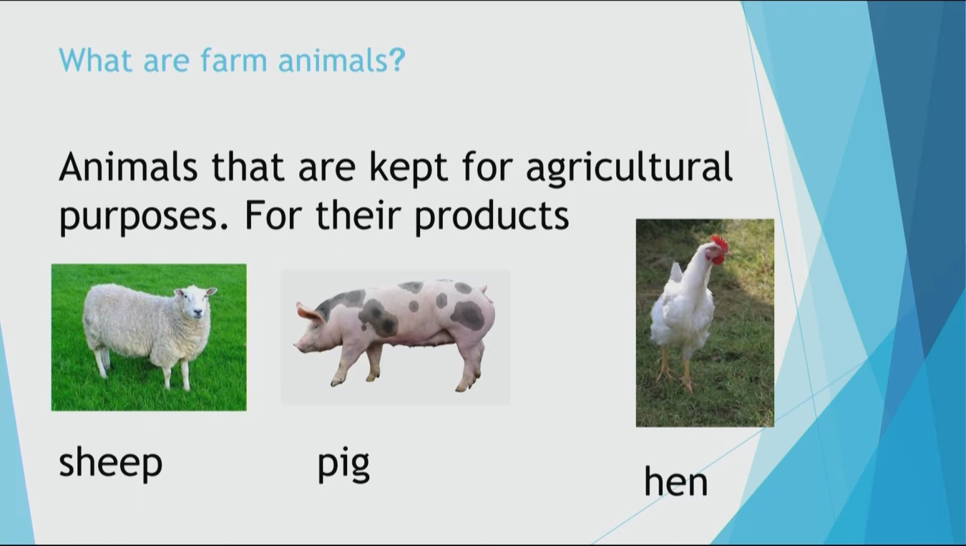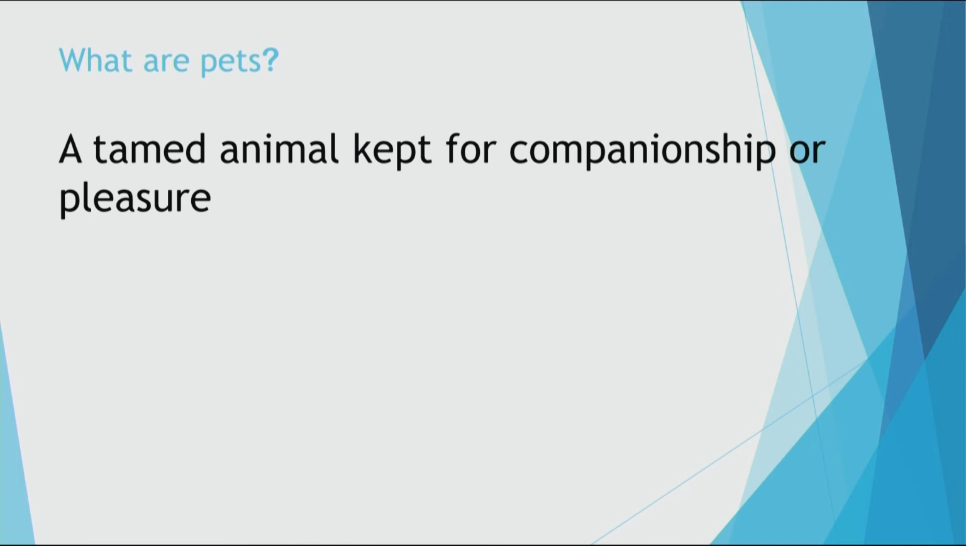And the next category will be pets. Do you know what is a pet? What are pets? Pets are tamed animals that are kept for companionship or pleasure. Now, when I'm talking about companionship, what do you understand? Okay? It's more like a friendship. Animals that you keep because you love them, to take care of them. You treat them as your friend, as a family.